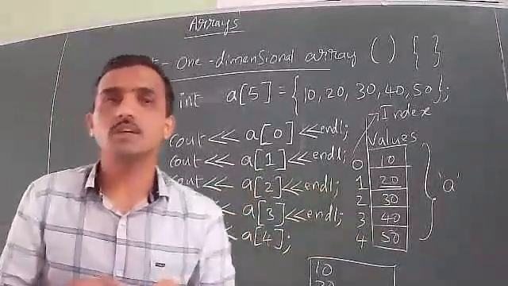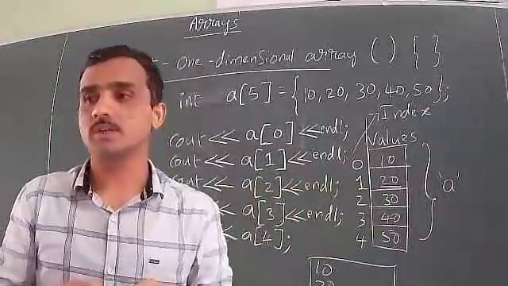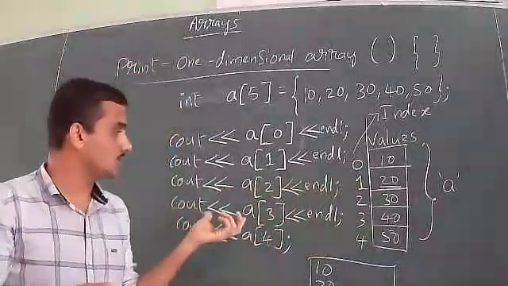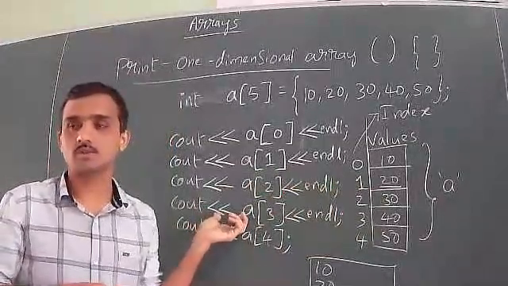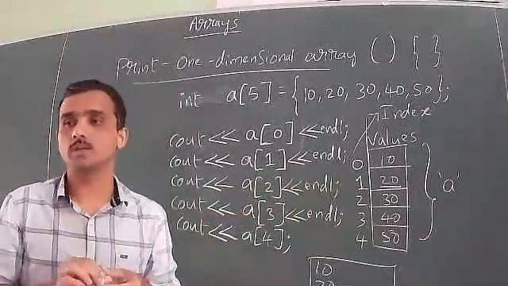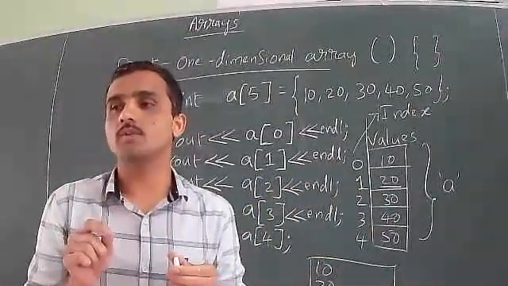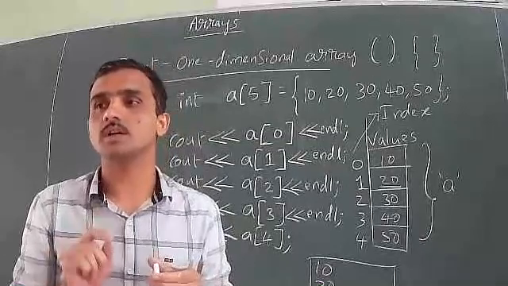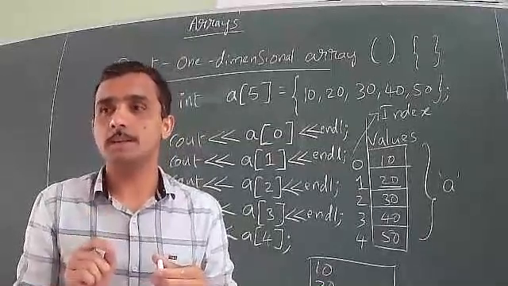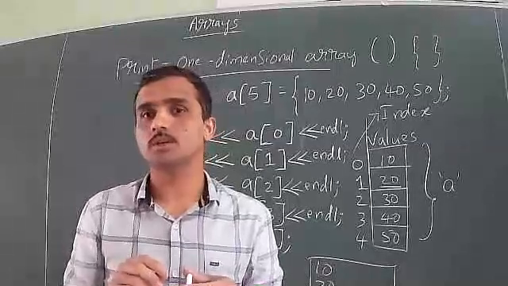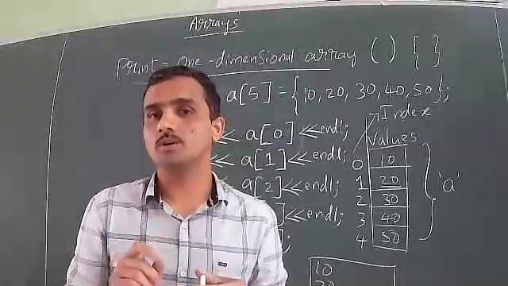Now, see here I have taken only 5 values, that's fine. But if you have 100 values or 50 values, then we would need to write all 50 cout statements or 100 cout statements. That we can avoid. By writing only one cout statement, we can display all the elements of an array. That can be achieved by the looping concept. So you have to remember the looping concept.